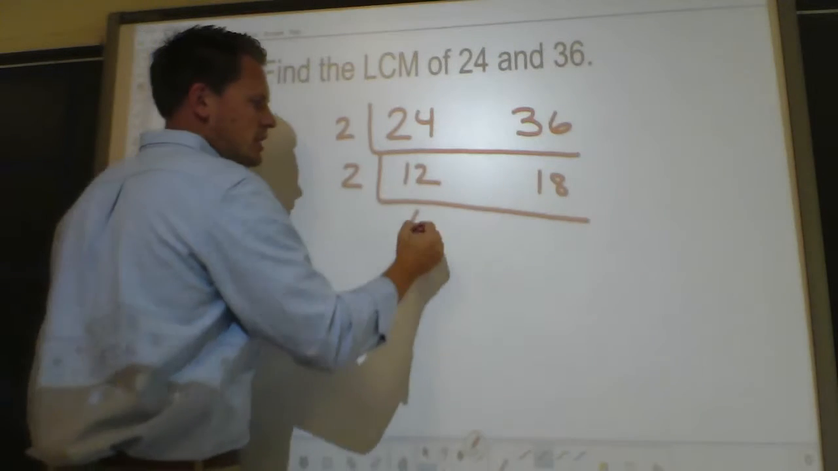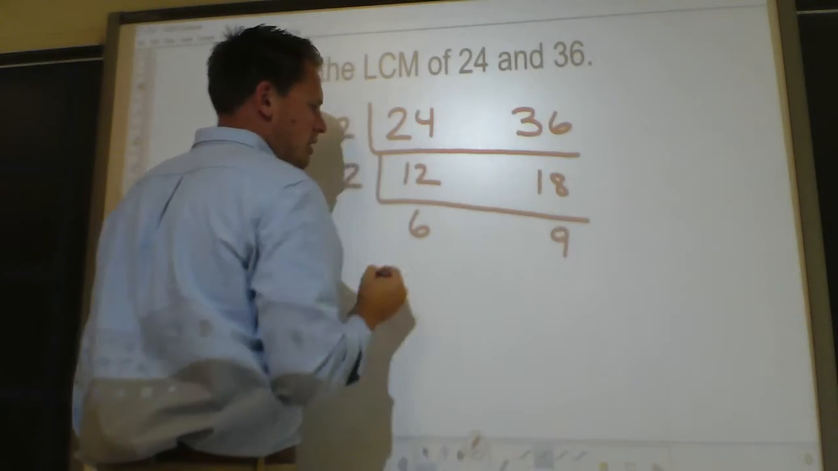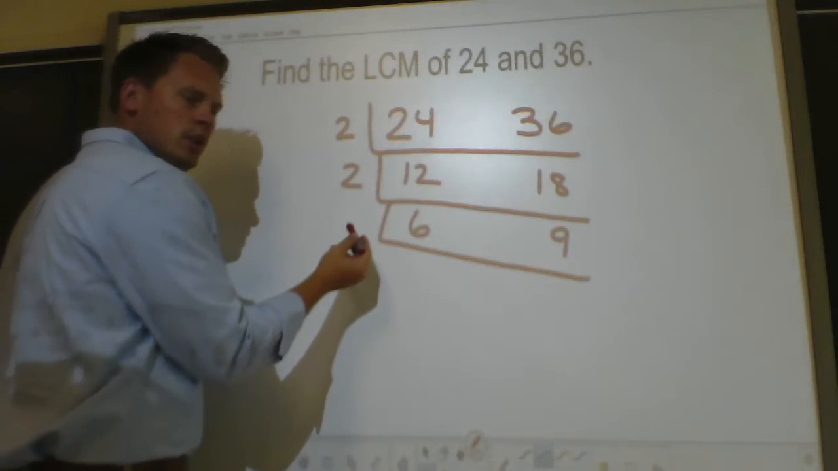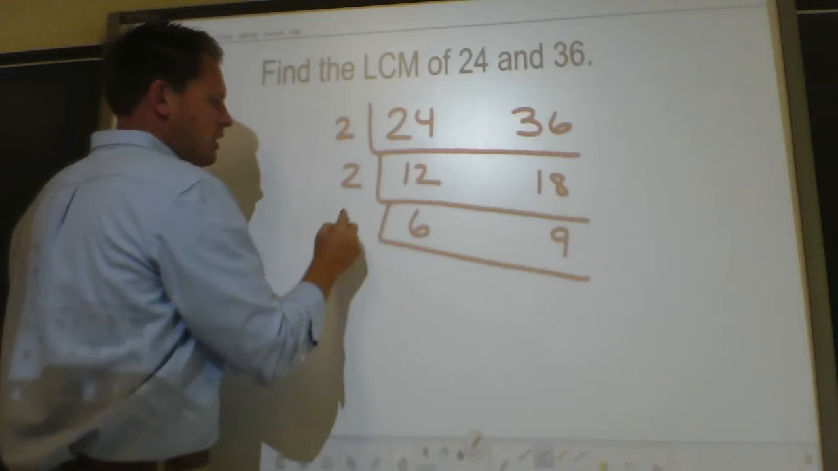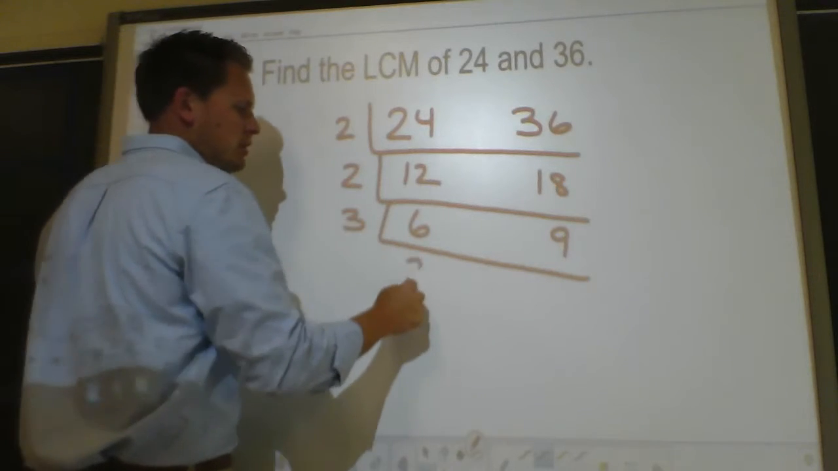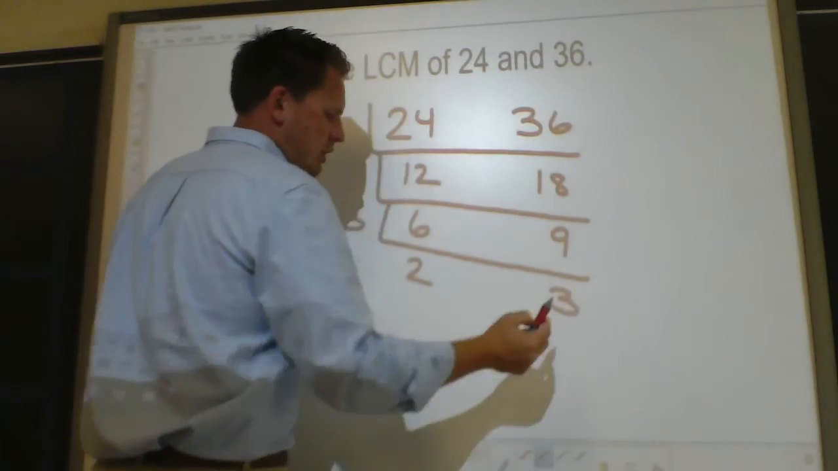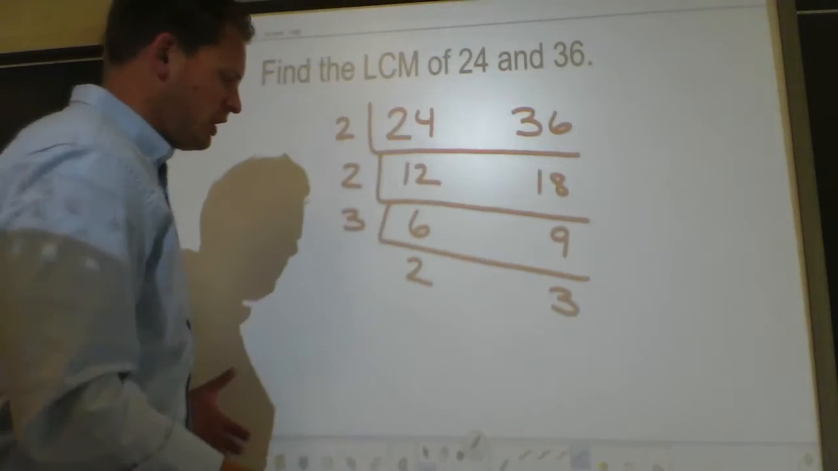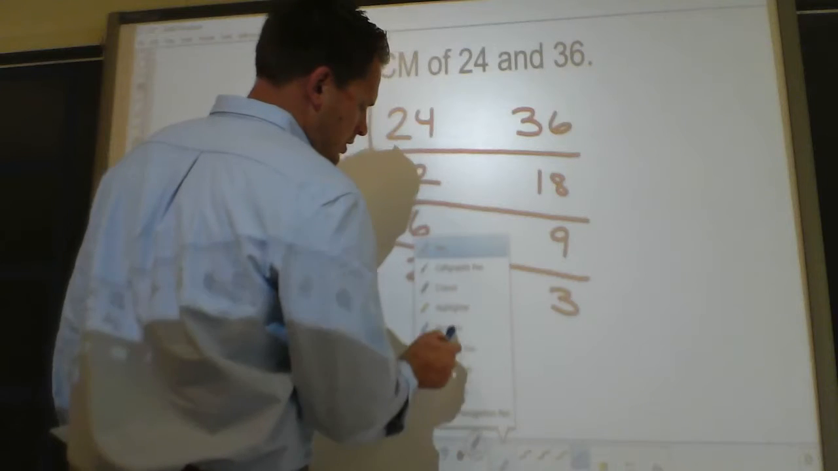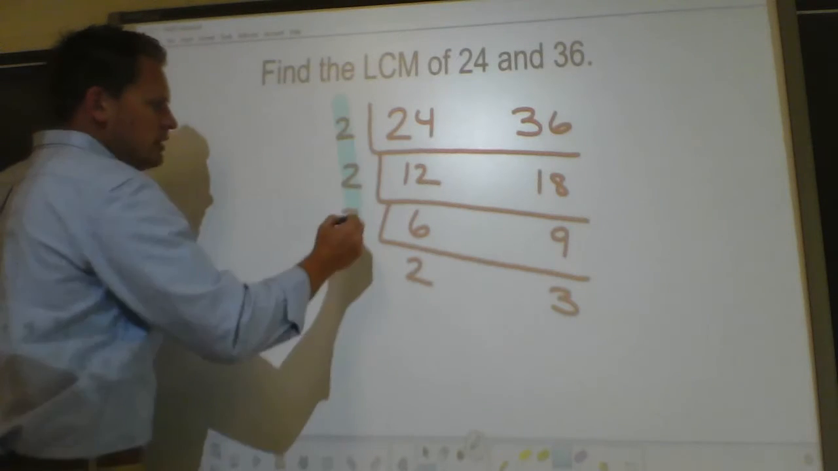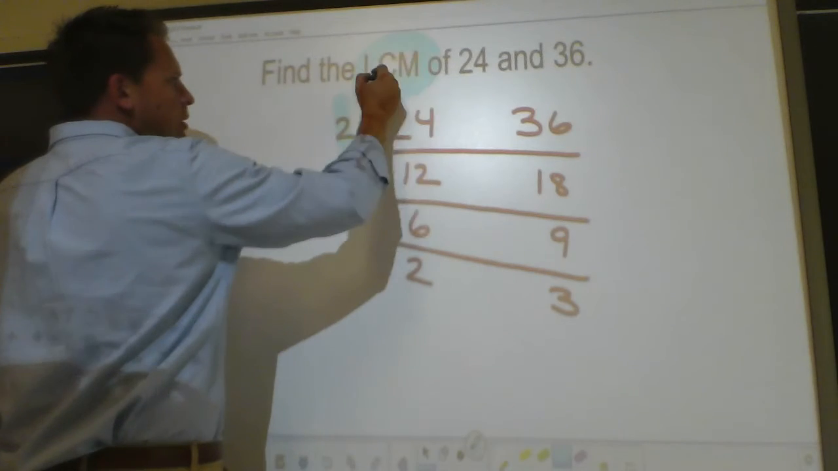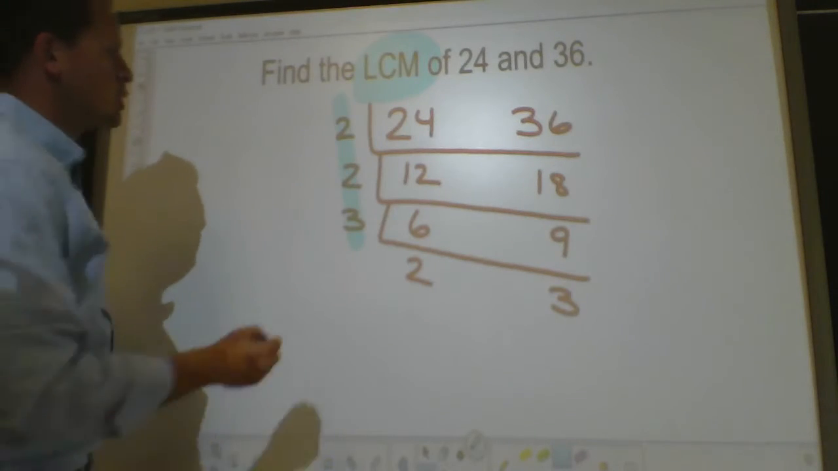12 divided by 2 is 6. 18 divided by 2 is 9. Are they both even? Can I pull out another 2? Nope. Can I pull out a 3? Absolutely. 6 divided by 3 is 2. 9 divided by 3 is 3. We have neighbors. Okay? If I wanted to find the greatest common factor of these 2 numbers, I would multiply these together. But am I looking for the greatest common factor, or am I looking for the least common multiple? The least common multiple, so I need that L.